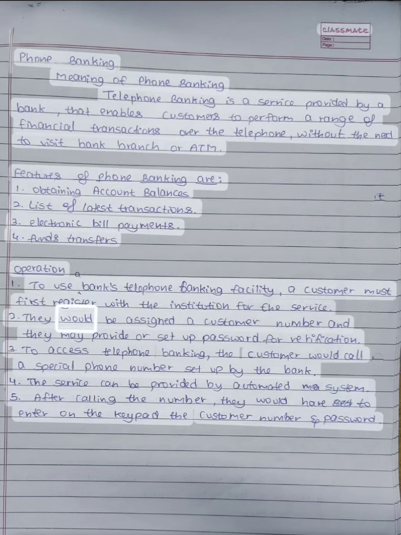2. They would be assigned a customer number and they may provide or set up a password for verification. 3. To access telephone banking, the customer would call a special phone number set up by the bank. 4. The service can be provided by an automated system. 5. After calling the number, they would be asked to enter on the keypad the customer number and password.